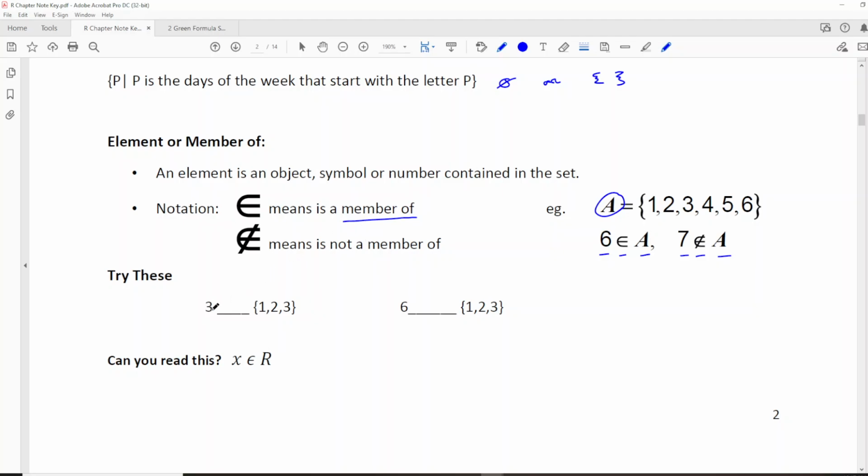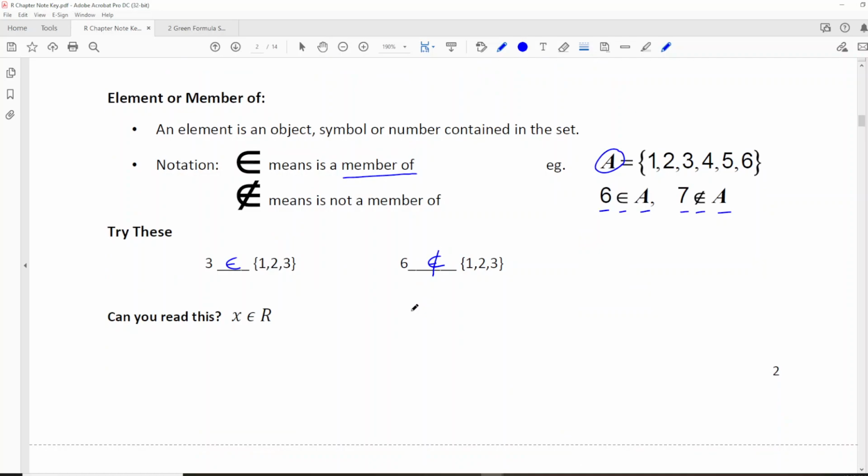Okay, so the question is, is 3 in this set? Yes or no? If it's a yes, use the E. If it's a no, put an E with a line through it. So the answer is yes. 3 is a member of the set 1, 2, 3. What about 6? Is 6 a member of the set 1, 2, 3? No. All right.